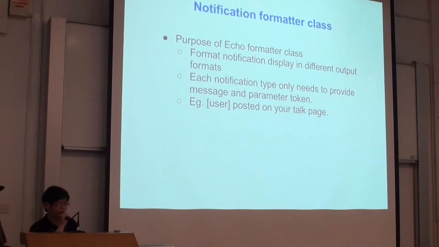So next is the notification format class. After a notification is created, we need to format it for either the web or email, and that's the responsibility of the formatter class. Basically, it handles all formatting and different output formats, such as HTML email and text email. With this, each notification type only needs to provide a message and the parameter options. This is pretty neat. And to refresh your memory, in this example, this is a typical top page notification. In this case, the user is the token. Basically, it's a variable inside a message.